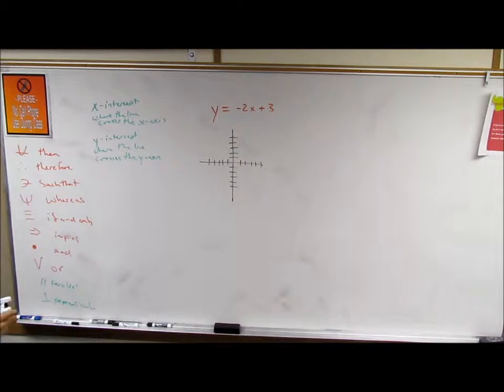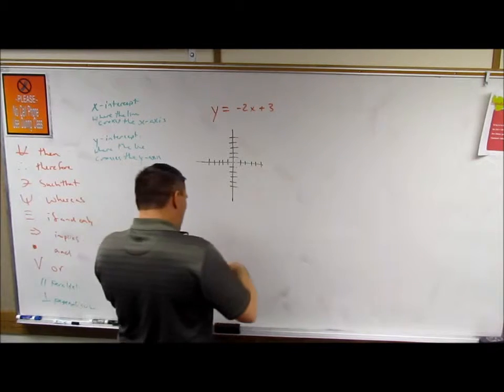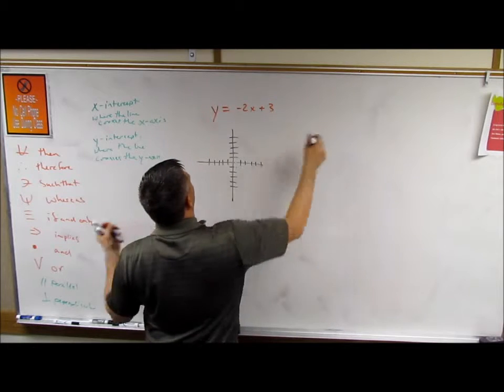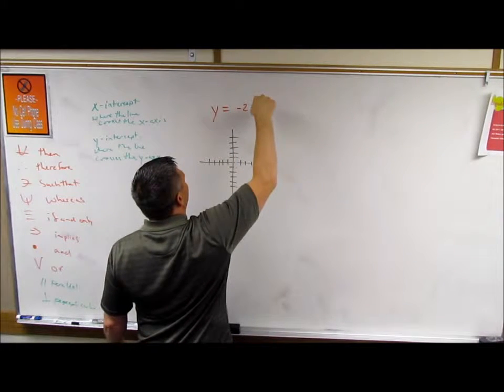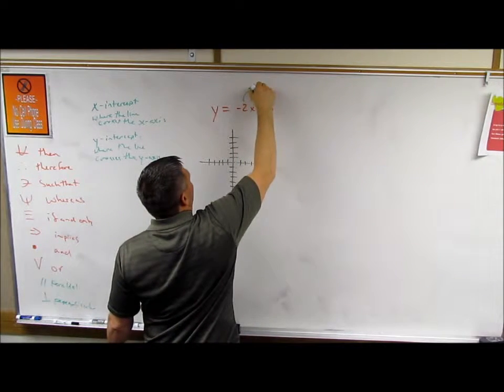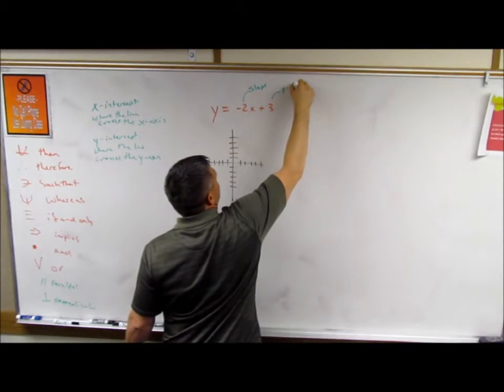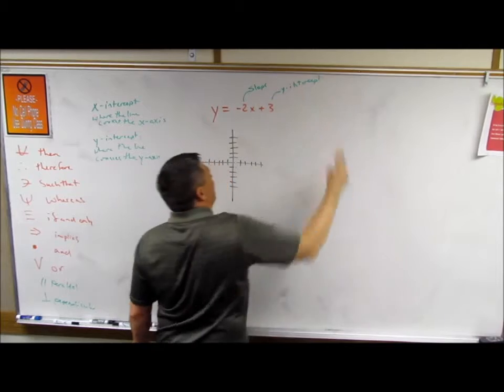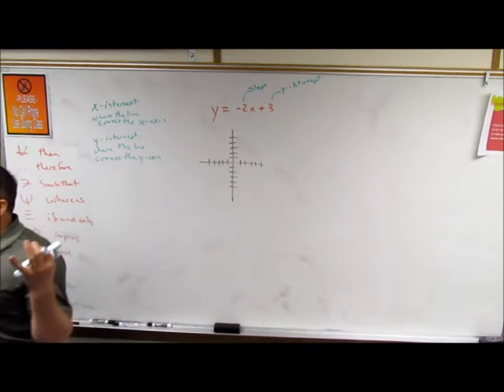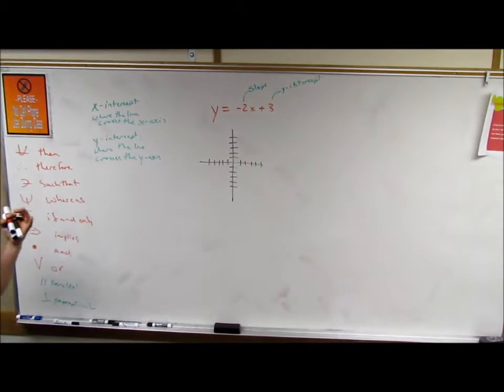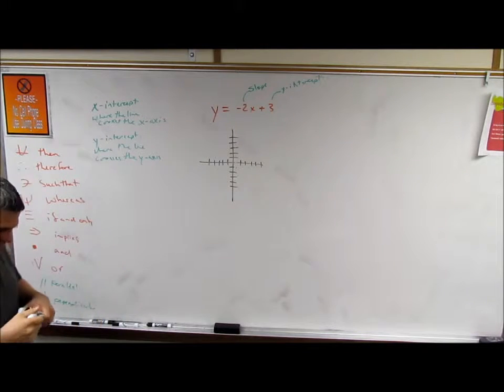So I'm just going to go, what is everything? Well, what is everything? That's a good question. Well, right now this is in slope-intercept form, right? So this tells me my slope. This tells me my y-intercept. So right off the bat, I already know my y-intercept. So I just have to know what my x-intercept is.